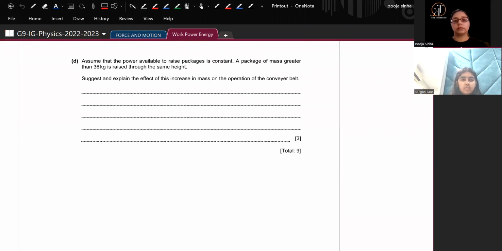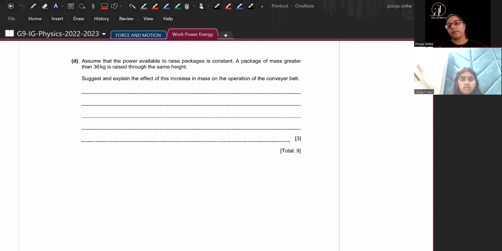Assume that the power available to raise a package is constant. A package of mass greater than 36 kg is raised through the same height. Suggest and explain the effect of the increase in mass on the operation of the conveyor belt.